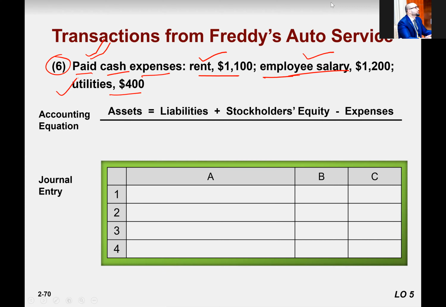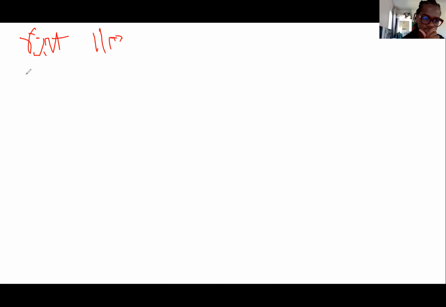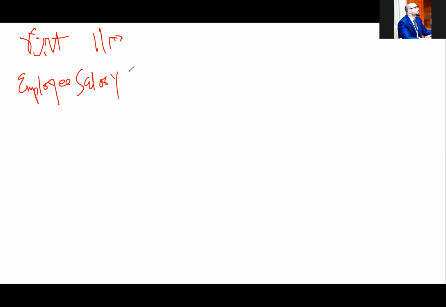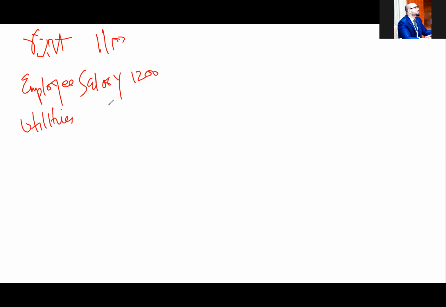So if you make a single entry, it would be, for example, rent 1,100, employee salary 1,200, and utilities 400. And these are backed by cash. You paid cash, right? So the entry would be, if you make a separate entry, you make a rent entry.